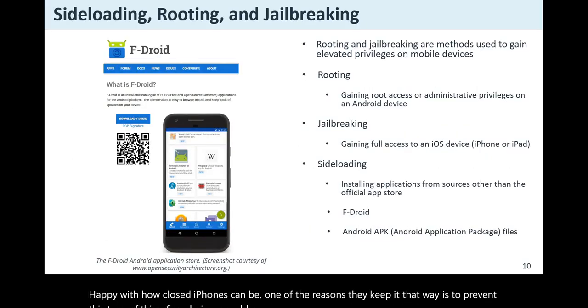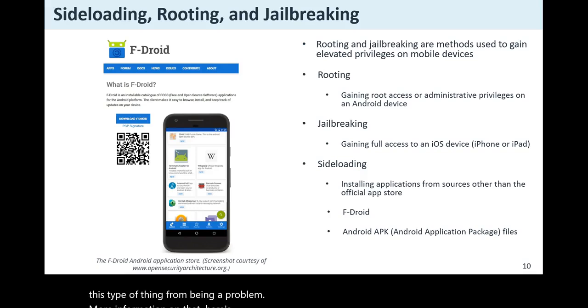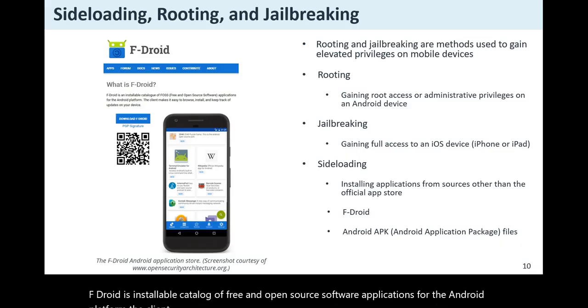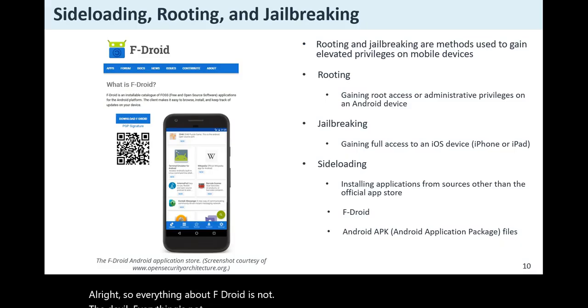More information on that. Here's F-Droid specifically. So what is it? F-Droid is an installable catalog of free and open source software applications for the Android platform. The client makes it easy to browse, install, and keep track of updates on your device. All right, so everything about F-Droid is not the devil. Everything's not evil, but because of its open and free nature, there is a chance that it could be.